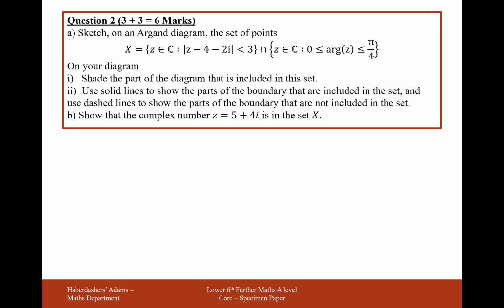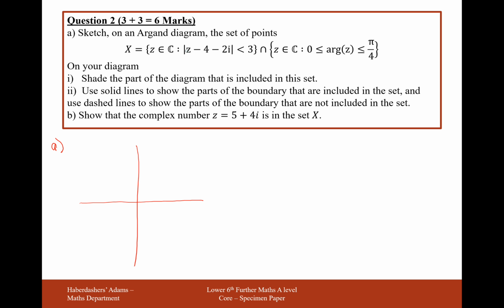We need to shade the region, solid lines for the boundaries that are included in the set, dashed lines for the boundaries that are not included in this set. So, first thing we need to do here is to identify the individual parts. So we'll draw this part, and where they overlap or intersect is where we'll shade our region.